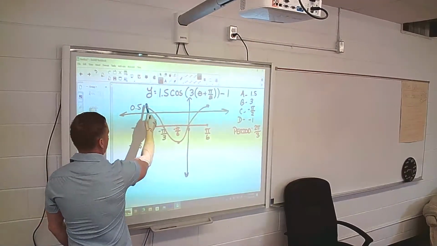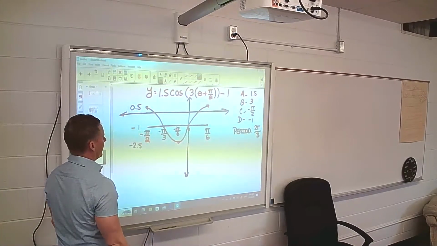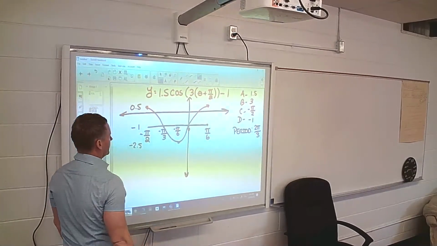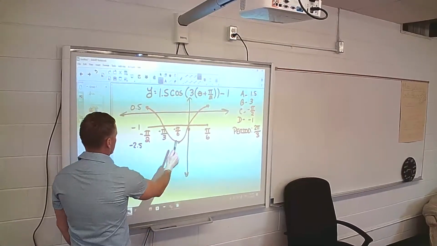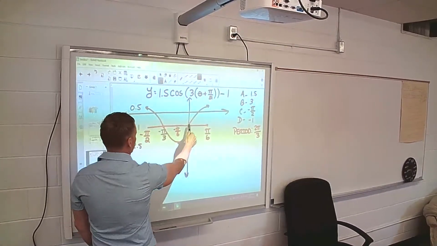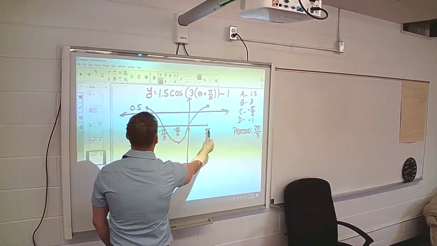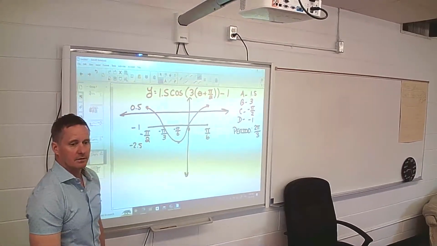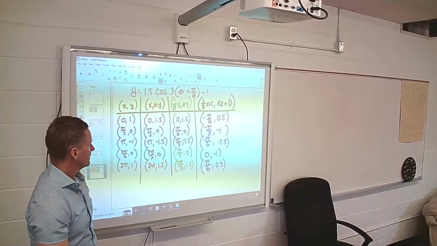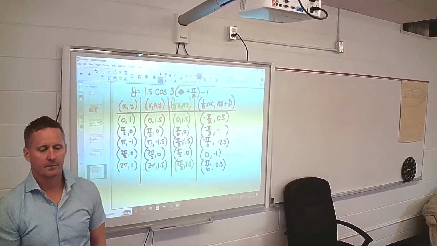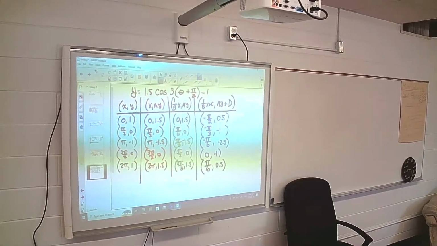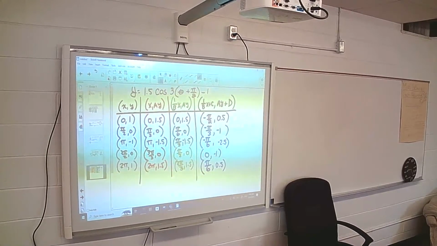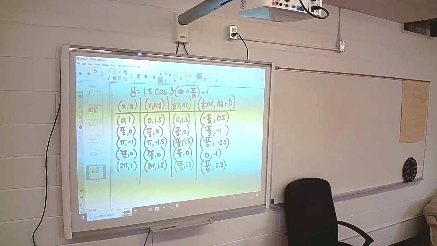Do they match up here? Negative pi over 2 and 0.5. Negative pi over 3 and negative 1. Negative pi over 6 and negative 2.5. 0, negative 1, pi over 6 and 0.5. Is that what we had? Yeah. Those all match? Okay. That might be the easier way to do it with radians, to be honest with you. And good work on the math. All right? Questions?